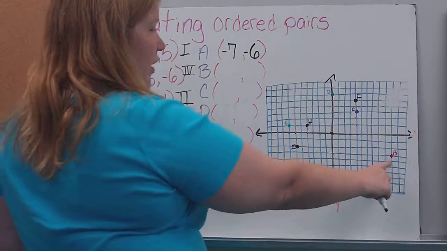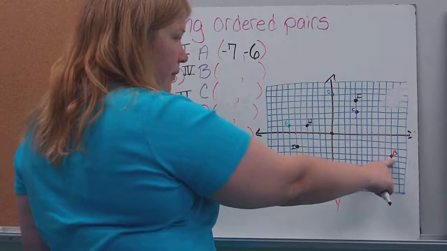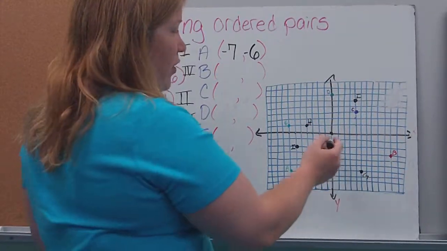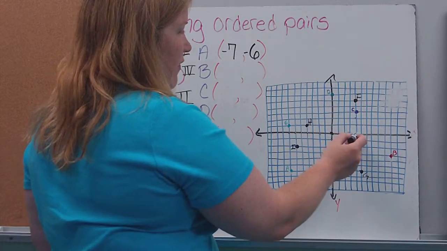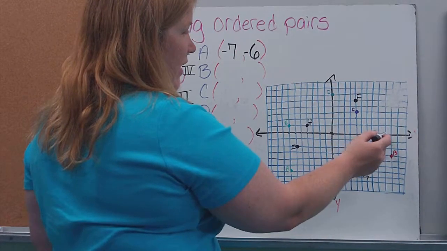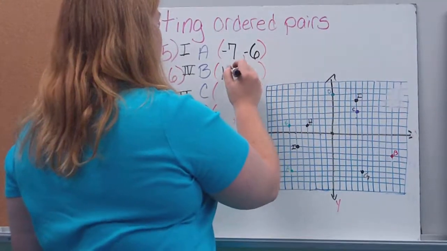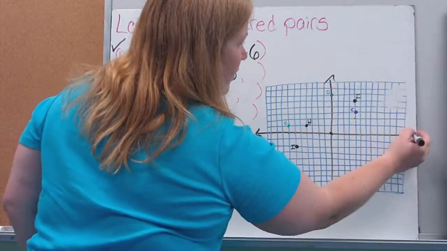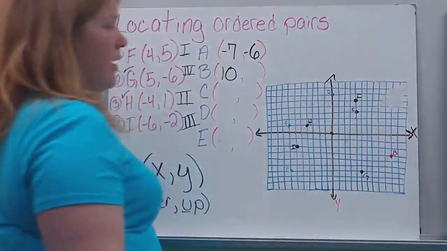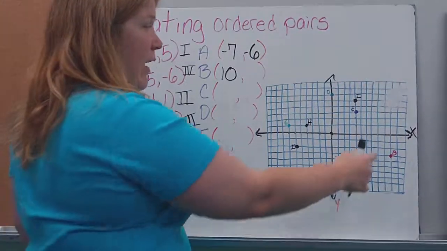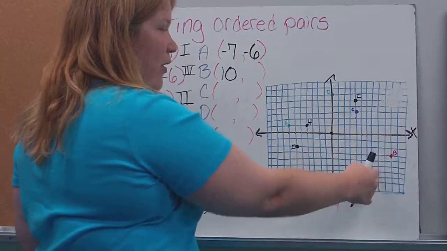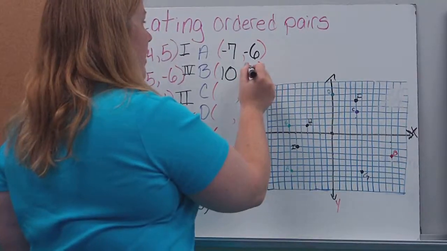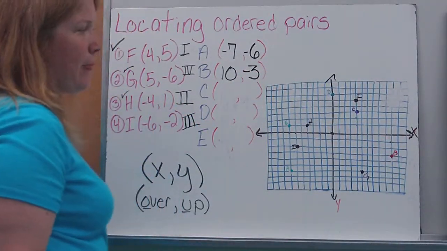Point B is over here in quadrant number 4. So again, first we want to find our x value. So how far over is it? 1, 2, 3, 4, 5, 6, 7, 8, 9, 10. So it's 10 on our x line. And then how far up or down is it? Well, it's going down, so it would be a negative y value. 1, 2, 3. Negative 3.